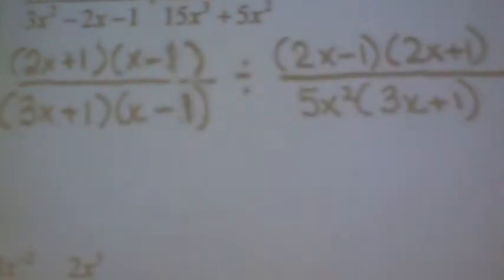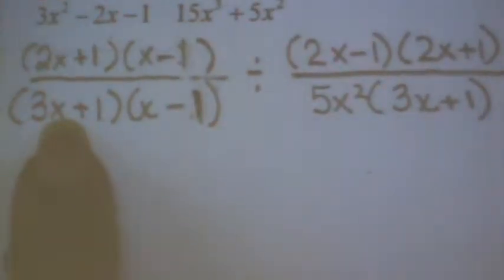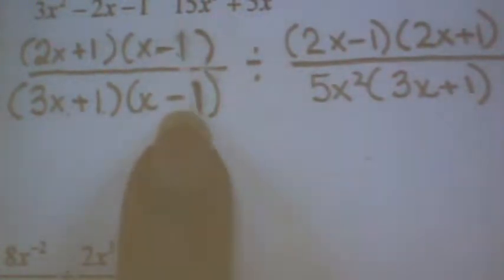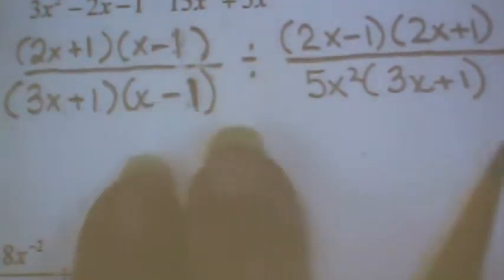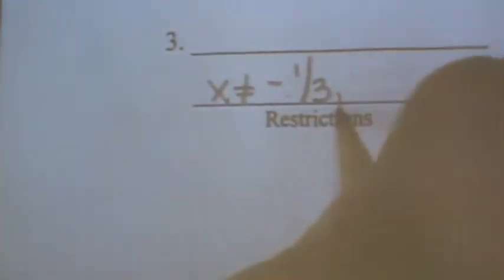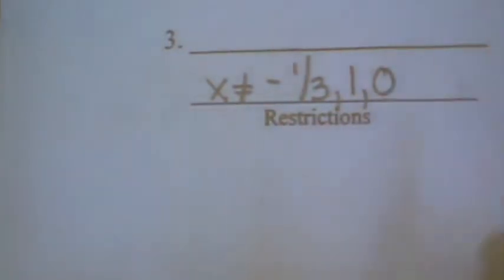Okay, let's state the restrictions. For every variable, you're going to have a restriction. What is the restriction for this little piece right here? 1/3. -1/3. What's this one? What would give you a 0 right here? 1. What about here? 0. And what about here? -1/3. So far, x cannot be -1/3, 1, or 0, so far.